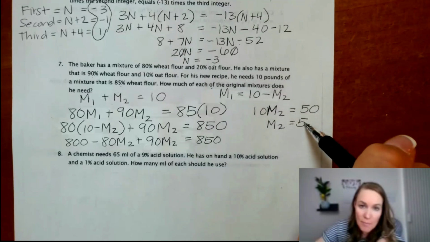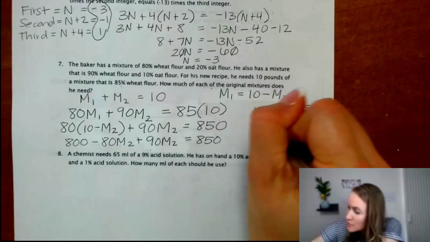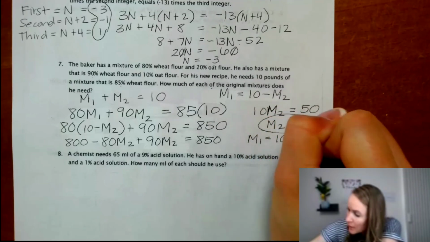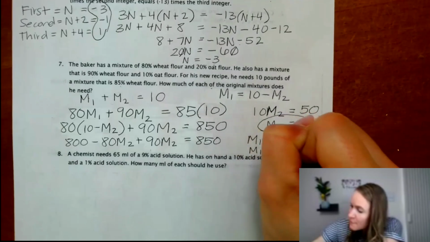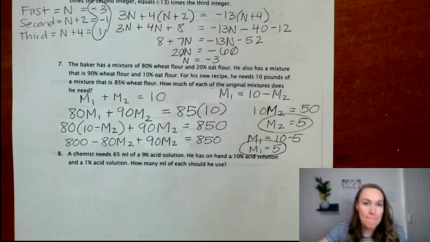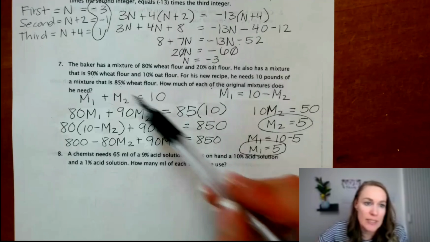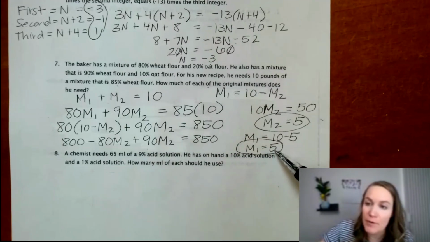So I'm just going to hop this into my equation up here. Mixture 2 equals 5. Mixture 1 equals 10 minus 5, and then mixture 1 equals 5 as well. Okay, so how much of each of the original mixtures does he need? He needs 5 pounds of mixture 2 and 5 pounds of mixture 1.